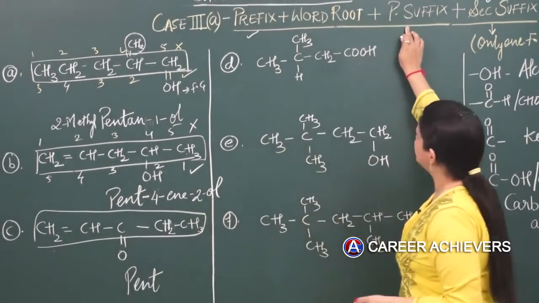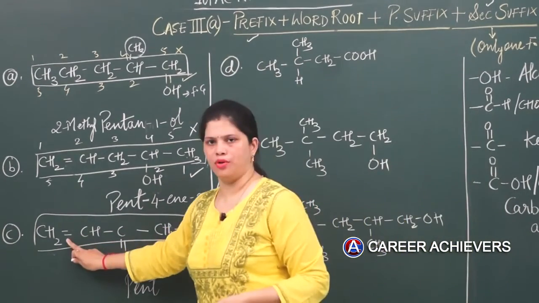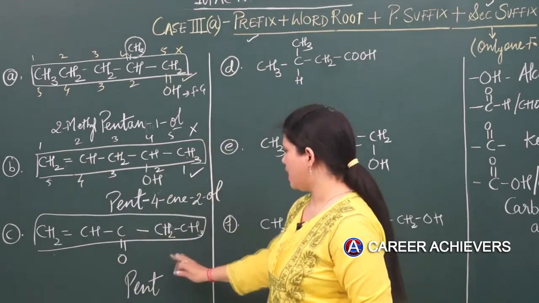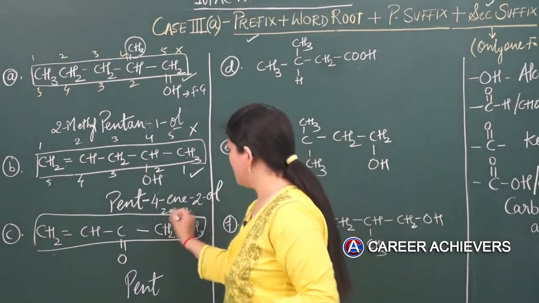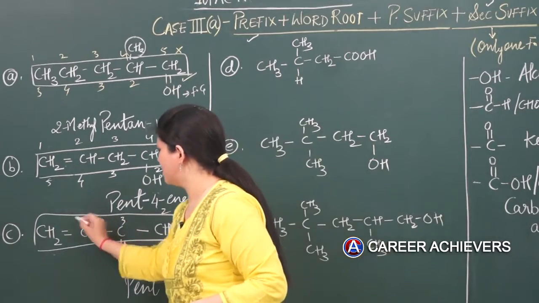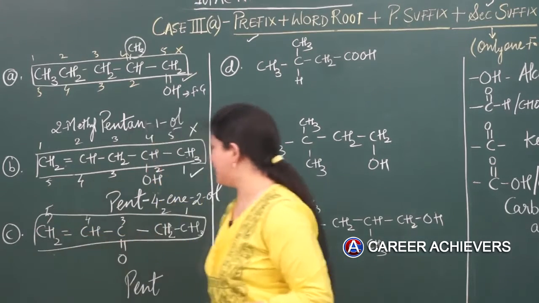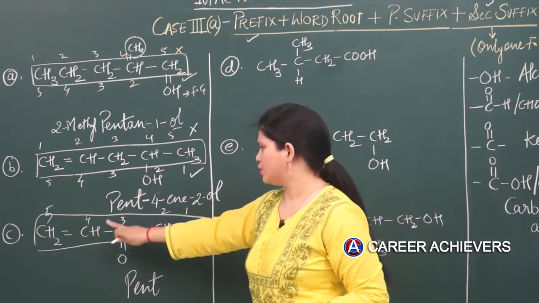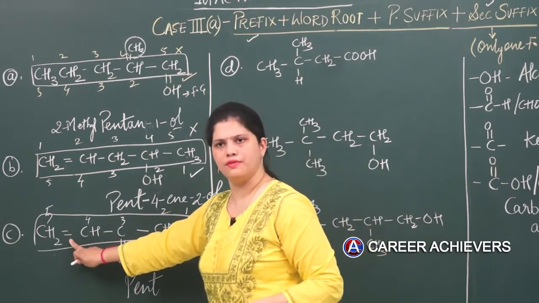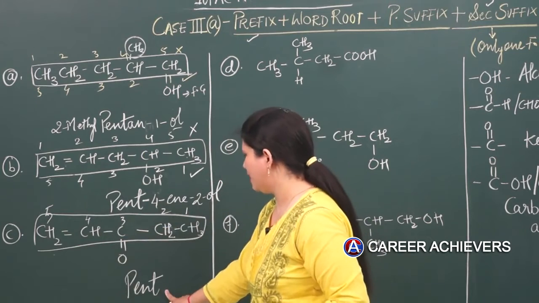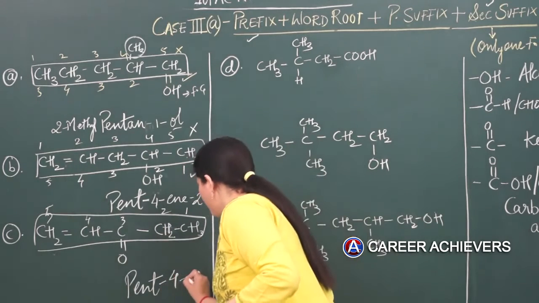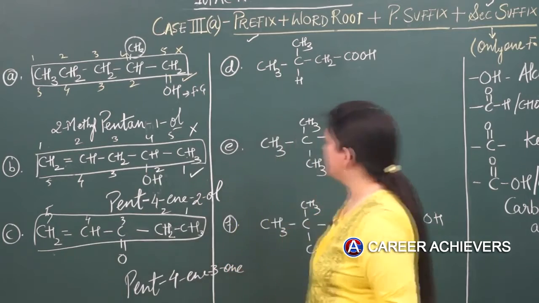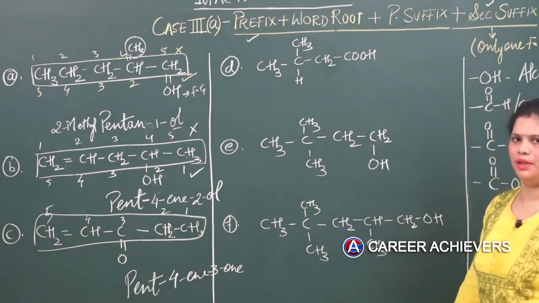So the word root is pent. Then if we talk about primary suffix, it is our double bond, right? Functional group is also there, that is ketonic functional group. So if we count from here, then we can very well understand that this functional group is coming at the 3rd position. So basically your double bond is coming at the 4th carbon. So the name would be pent-4-en-3-one, right? Now moving to the next example.